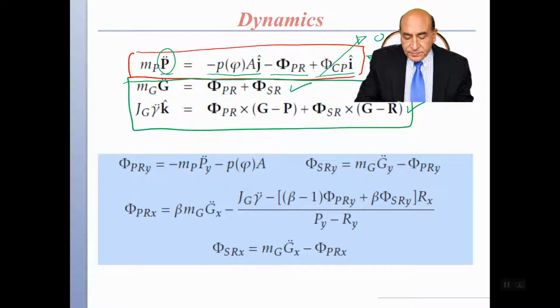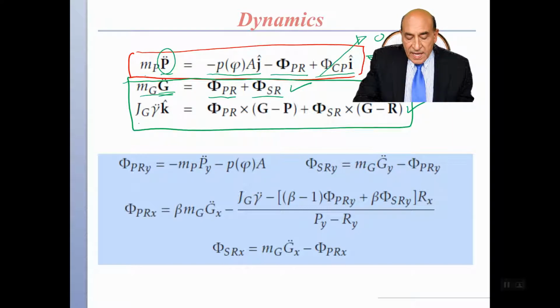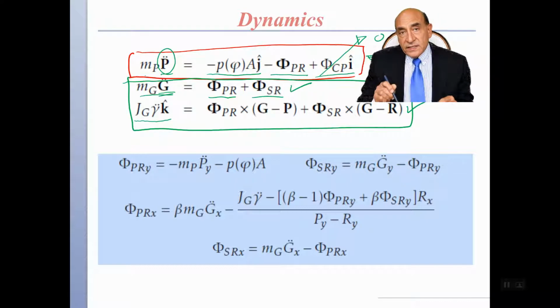On the other hand, the motion of the rod itself is reduced to the motion of a particle: mass times acceleration is equal to the sum of the forces, and I have two forces on the ends. One is phi PR and the other one is phi SR, and each of these vectors has two components. And then the angular momentum conservation gives me J times gamma double dot in the K direction, which is out of the paper, should be equal to the moments that are applied.